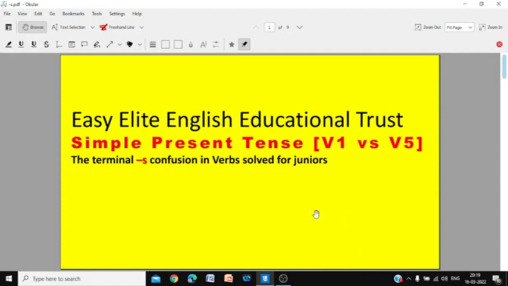We will try to solve it at the elementary level so that you could write correct English. So the simple present tense, or the present indefinite tense, in V1 and V5 forms, with S and without S: go, goes, come, comes. This confusion we are trying to address for junior students. So here we go.